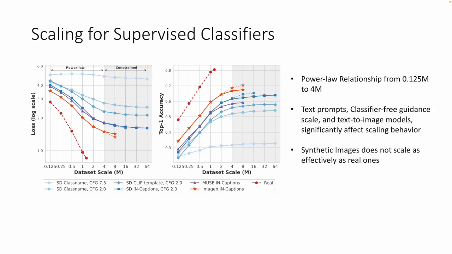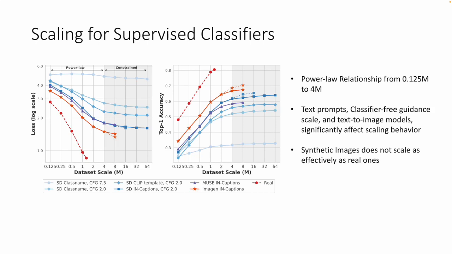Here we show the scaling behavior on the ImageNet validation set for various settings. On the left, we show the validation loss, and on the right, we show its accuracy. The results show the loss and data scale follows the power law when the data is less than 4 million, where the validation loss and training set size exhibit a linear correlation in log space.